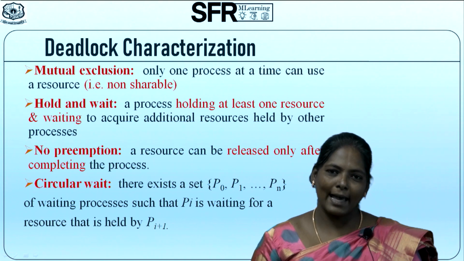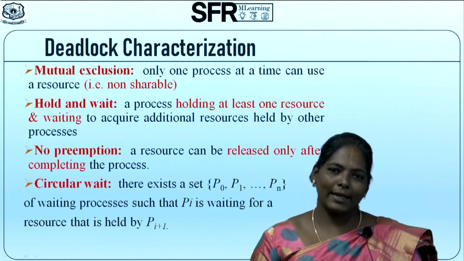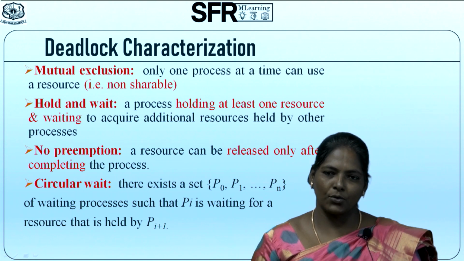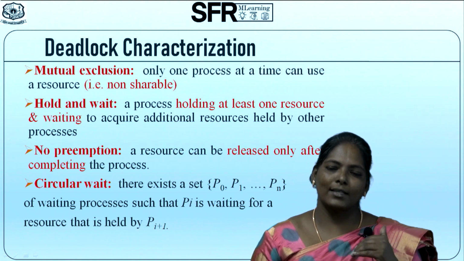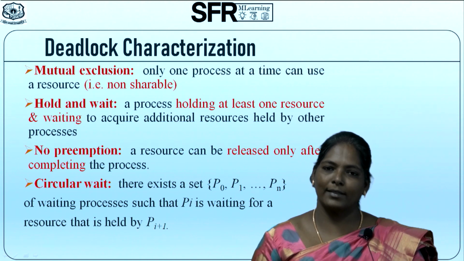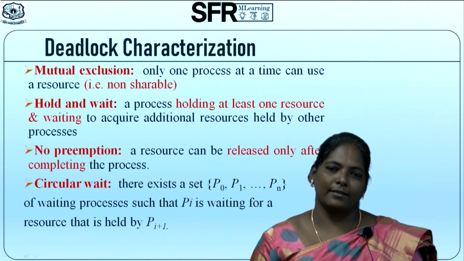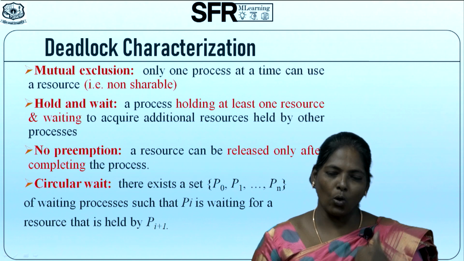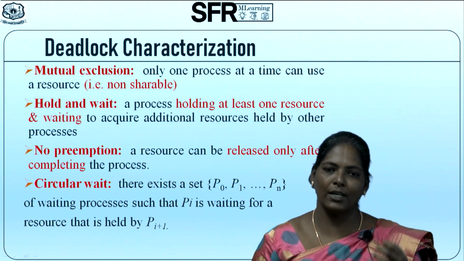So what are the characteristics that are involved for deadlock? There are 4 characteristics. One is mutual exclusion, that is only one process at a time can access one resource, that is, the resource should be non-shareable with every process. At that moment deadlock may occur. Hold and wait, that is whenever a process is holding a resource in its hand and it is asking for some other resource, it is waiting for some other resource, at that moment deadlock may occur.